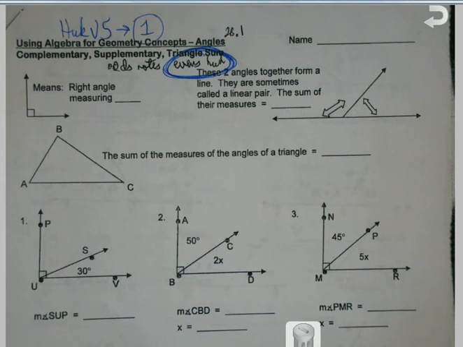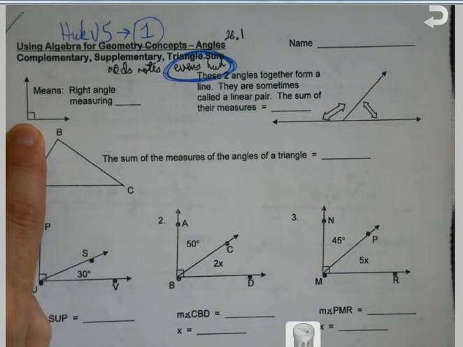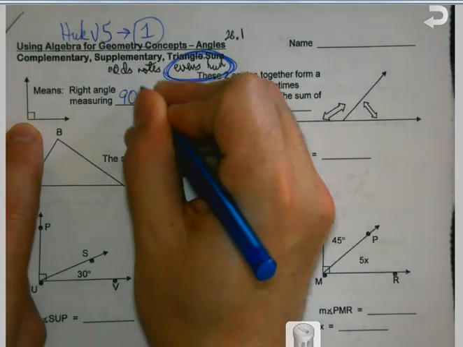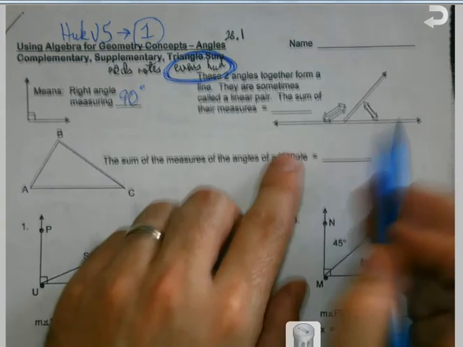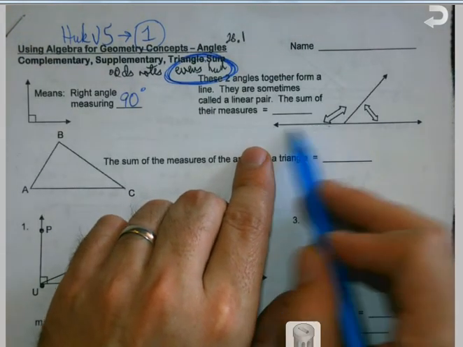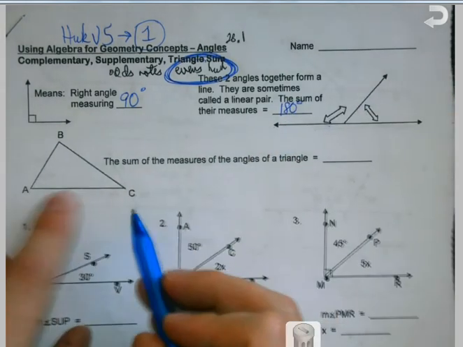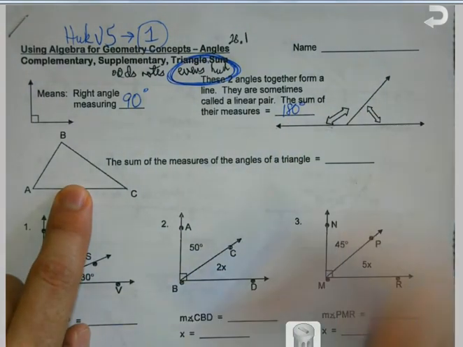So here's what we're going to do. We're even going to put a couple of notes on this one so you don't have to keep flipping back to the note sheet. How many degrees is that right angle again? 90. Okay, so we know that. And if I have 2 angles that make a straight line, what do they add up to? 180. And how many degrees are in a triangle? 180.